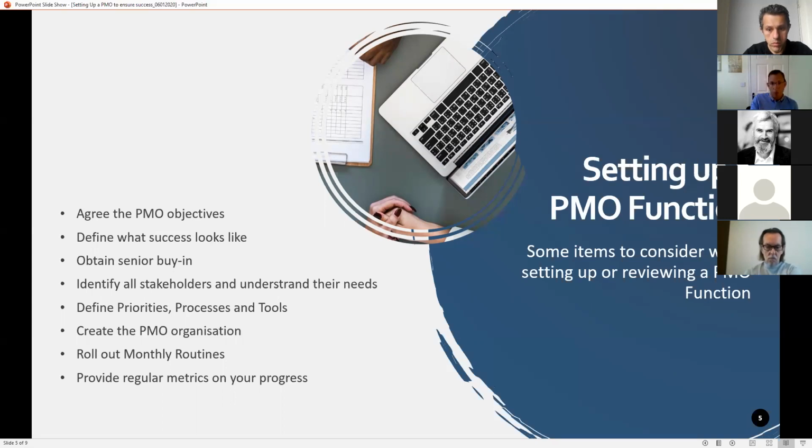Define priorities, processes, and tools. So again, don't try and do everything at once. What are the priorities for the organization? Once you understand them, put the right processes in place. Don't try and put too many processes in place and tie people up in red tape. Make sure those processes are necessary. And where possible, I've always strived to make sure that they're as simple as possible.